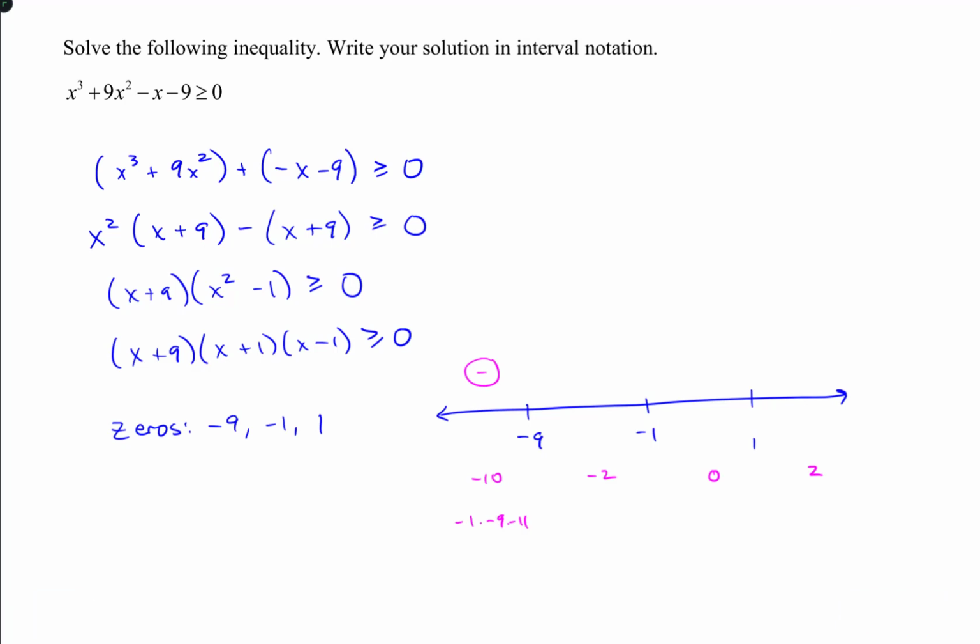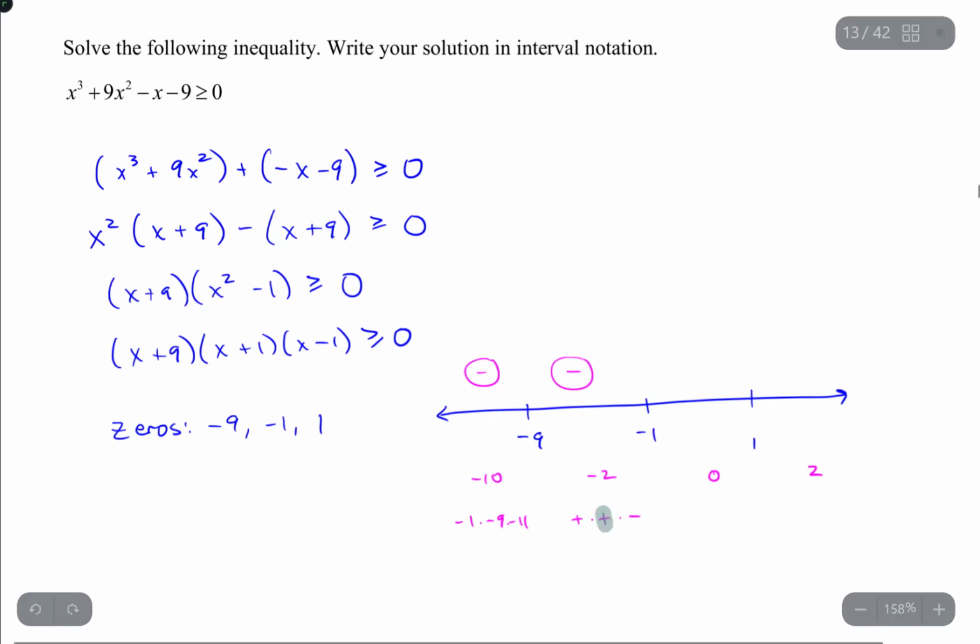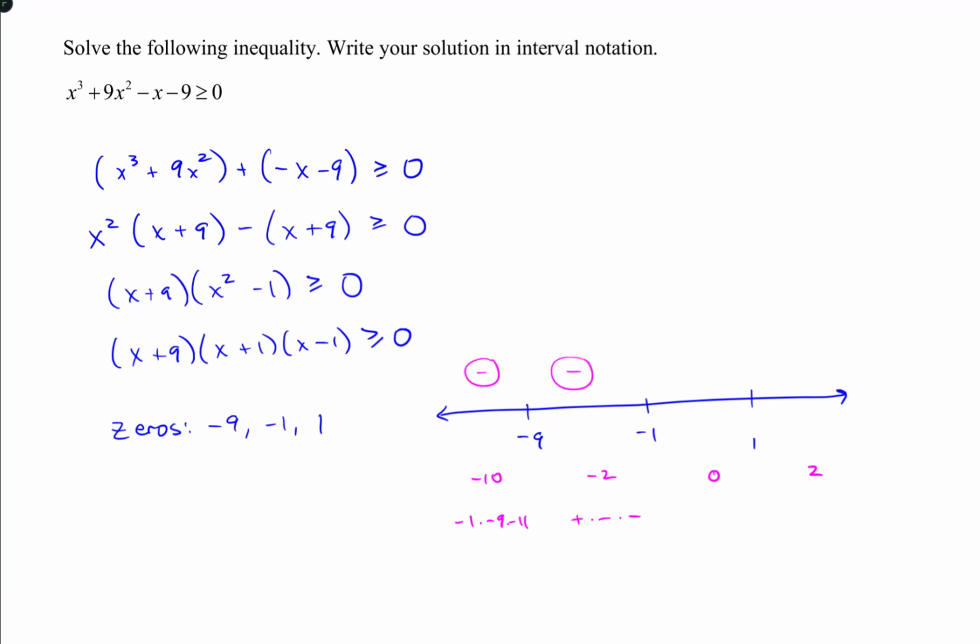On the next interval, if I put negative 2 in, negative 2 plus 9 is positive. And actually, I'm just going to write that. So positive. Negative 2 plus 1 is also positive. Negative 2 minus 1 is negative 3, so that's negative. So one negative in the group, that will stay negative. And you all probably caught this, but it looks like I actually did make an error here. I'm thinking negative 2 plus 1 is actually negative 1, so this should have been a negative. So a positive times a negative would result in a positive value.